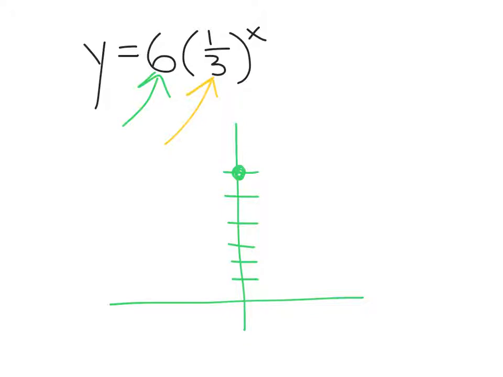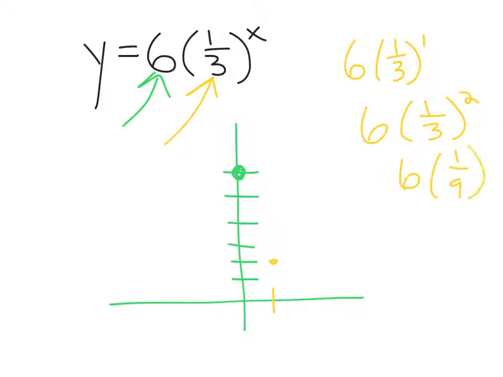Let's just do x to the first power. If I have 6 times 1/3 to the first power, 6 times 1/3 is 2, so I'm down here at 2. Let's look what happens when we raise it to the second power. 6 times 1/3 to the second power, that's 6 times 1/9, which is 6/9 or 2/3. All the way already when we get to 2, we aren't even at 1. Do you see how this is falling? So that's what that looks like.